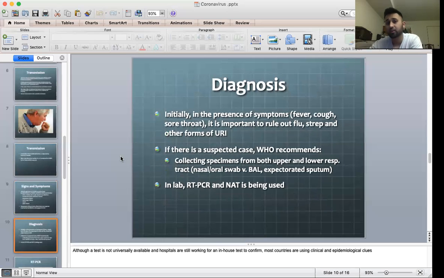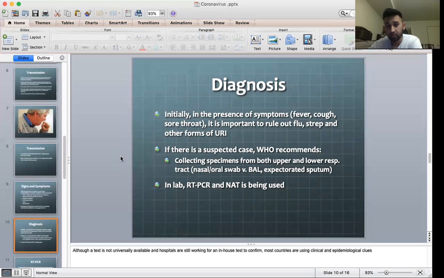So, in order to diagnose initially, in the presence of symptoms, that's what WHO recommends, that you have to make sure that flu is not causing these things, because they're very similar symptoms. Cough, a little bit of fever. Someone might be complaining of sore throat. Strep presents in a very similar way, or any other rhinovirus, or whatever else you might call it. They present in similar ways. So you have to make sure that you're not overdiagnosing someone with coronavirus when it's probably just flu.